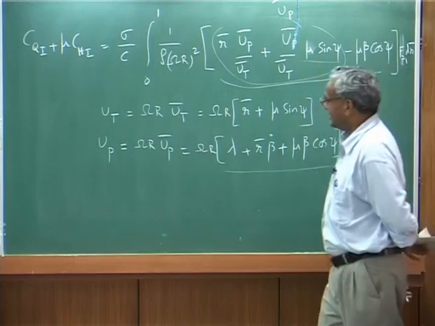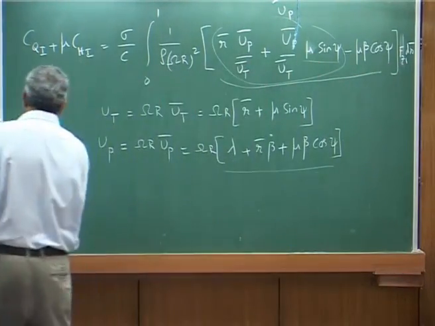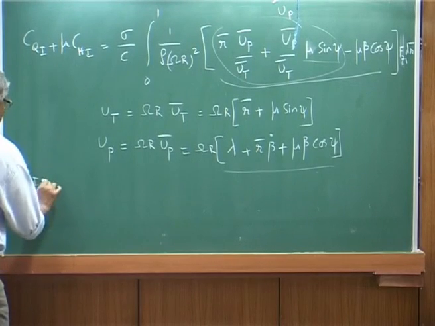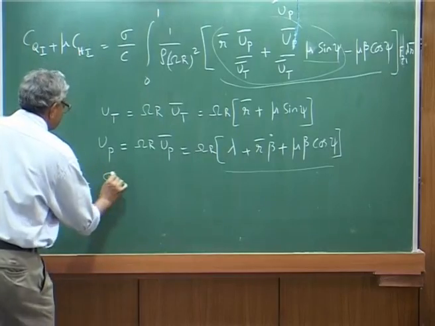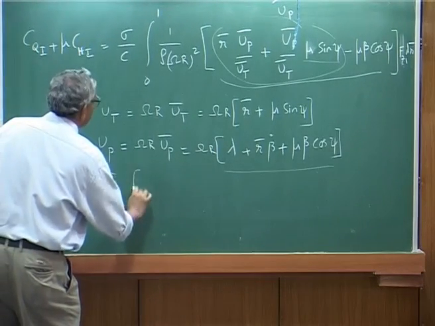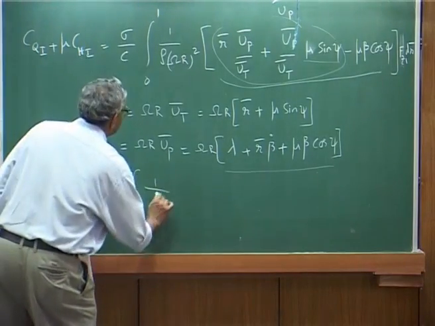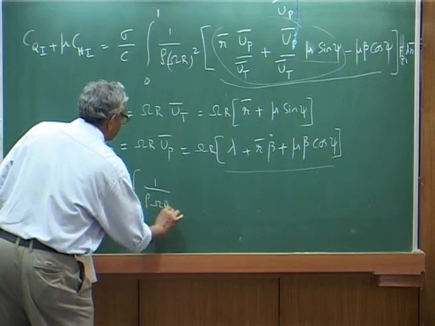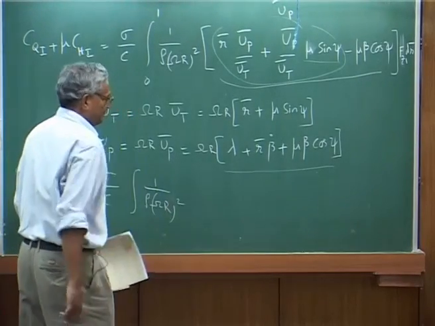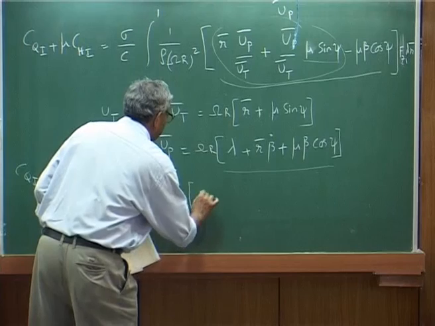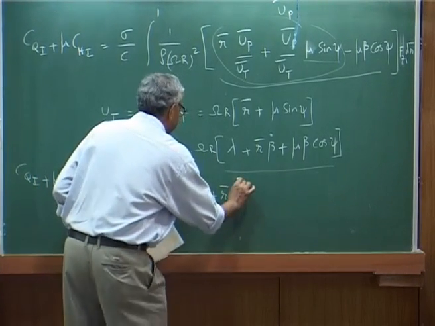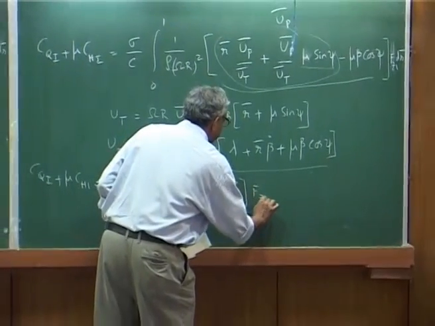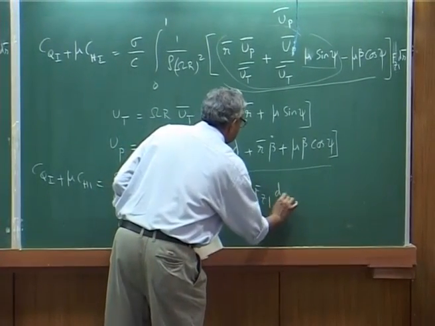So, leaving behind your CQI plus mu CHI is nothing but sigma over C, 1 over rho omega r whole square, lambda plus r bar beta dot, fz1 dr bar.